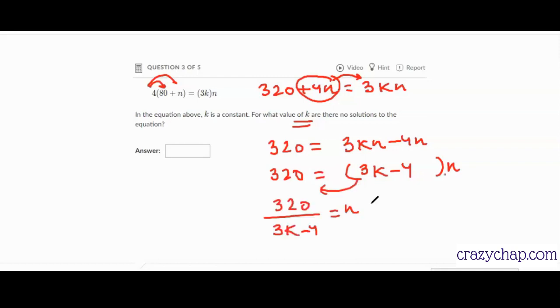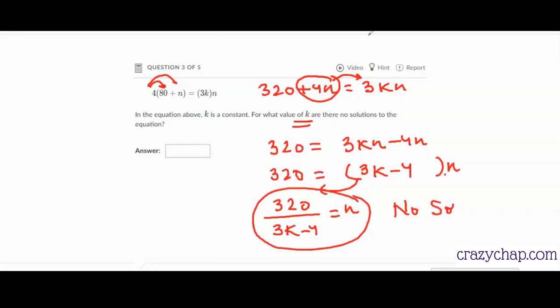Good. Now the question is asking for what value of k there are no solutions to the equation. So when we will have no solutions, guys, we will have no solution when the denominator will be equal to 0. Hope it makes sense. No solutions means no value of n is possible. So no value of n is possible when the denominator will be equal to 0. Then we'll have no solution. So that is the condition we'll apply.